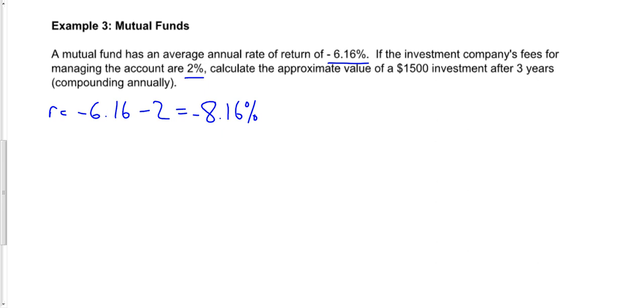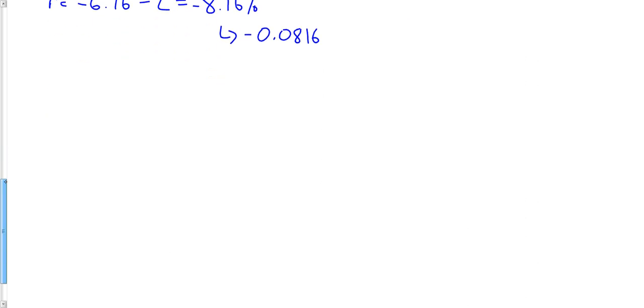Okay, so let's convert that 8.16% into a decimal, and that's going to be negative 0.0816. Okay, so this is a compound interest question. It says that we've got a starting value, a principal value of $1,500, and that it's been invested for 3 years and it's being compounded annually. Okay, so let's quickly review.